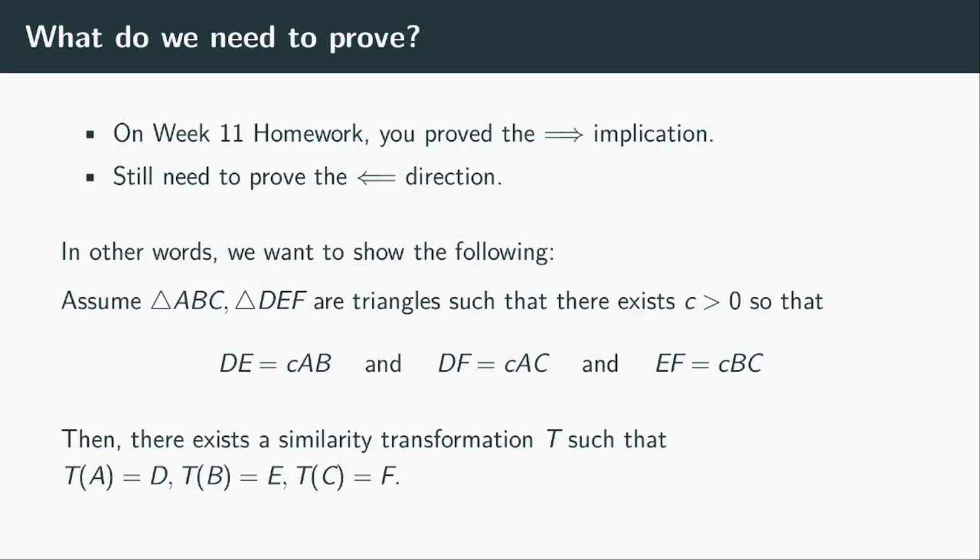Okay, on the week 11 homework, you proved the forward implication. So the only part that's missing is the backwards implication. So we can go ahead and assume we have triangles so that there exists a constant so that the sides come in the appropriate ratios. And then we want to construct a similarity transformation T that does the job.